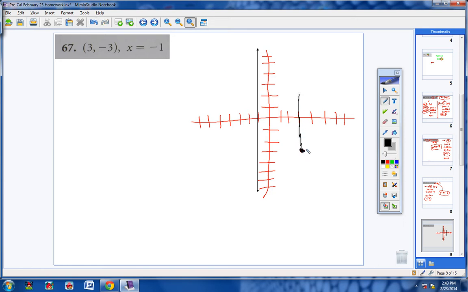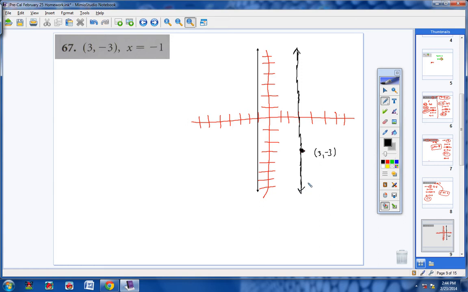So if it's got to go through this point here, what is this point called? 3, -3. It has to go through this point, and it has to be parallel to this line right over here, this black line right over here. So there's a parallel line.